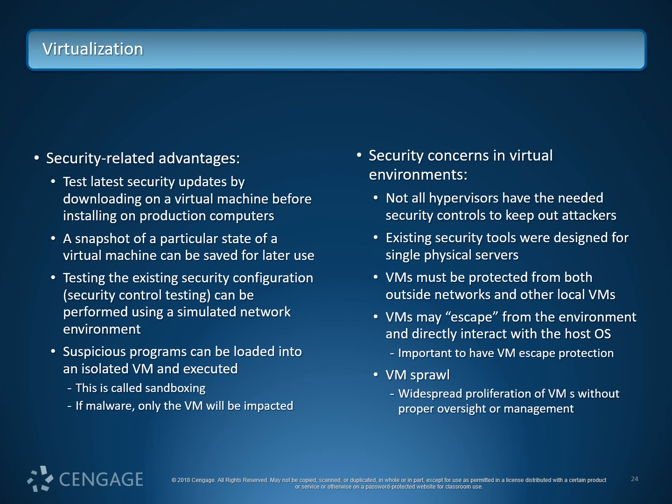Now, there are also some concerns. With every benefit, there is a cost, right? Not all hypervisors have the needed security controls to keep attackers out. Existing security tools were often designed for single physical servers, not for these multi-server virtual environments. VMs have to be protected both from the outside and from other local VMs because you can have what's called bleed or sprawl. VMs can escape from the environment and directly act with the host OS, so that means that we need to have some sort of escape protection built into our host OS. VM sprawl, as I just mentioned, is the widespread proliferation of VMs in an environment without proper oversight or management.